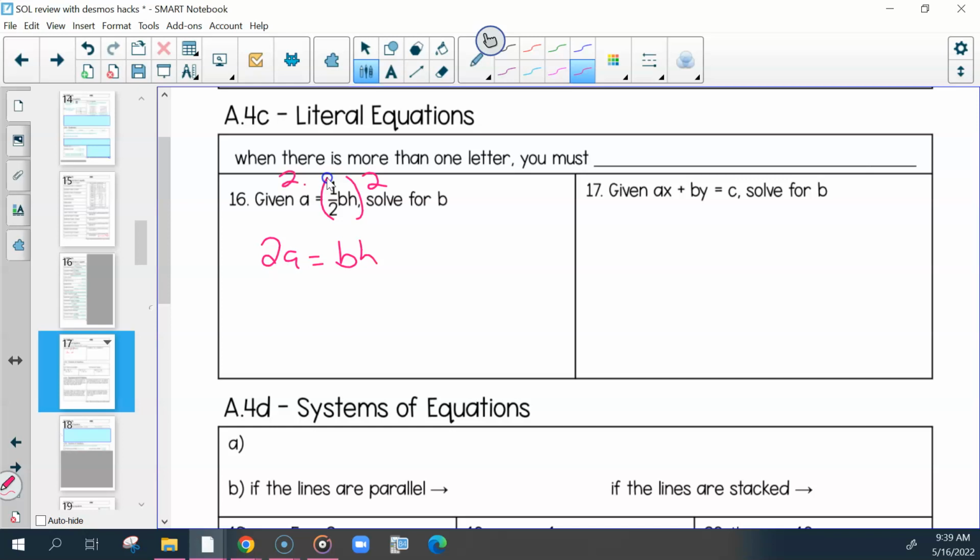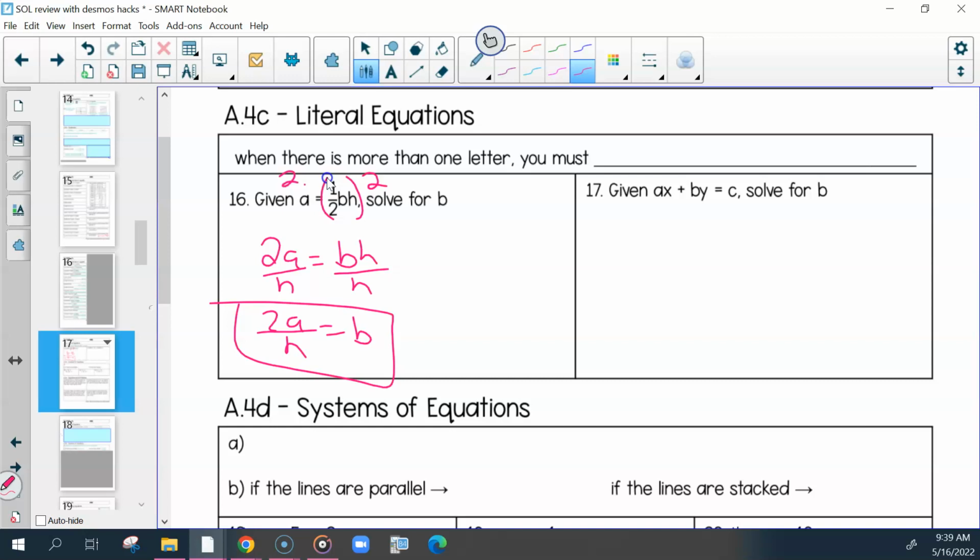How would we get b by itself? Divide by h. So 2a over h equals b. Most of your literal equations will be either simpler ones that you could solve by hand easily or multiple choice.